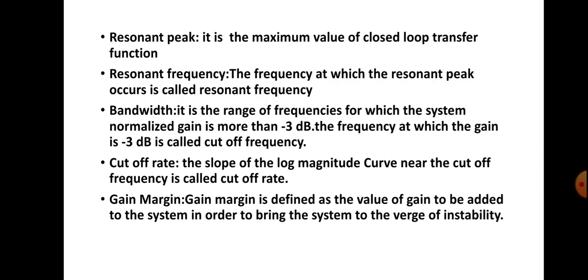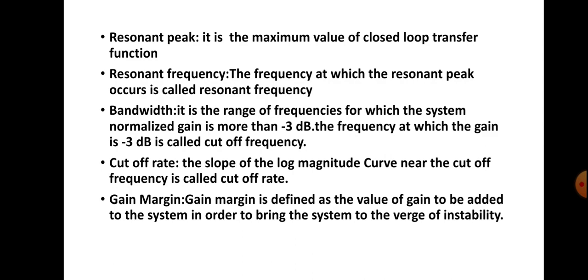Next is gain margin. Gain margin can be defined as the value of the gain that is to be added to the system in order to bring the system to the verge of instability. It is expressed in dB and is given by the negative of the dB magnitude of the transfer function G(j omega). The gain margin indicates the additional gain that can be provided to the system without affecting the stability of the system.